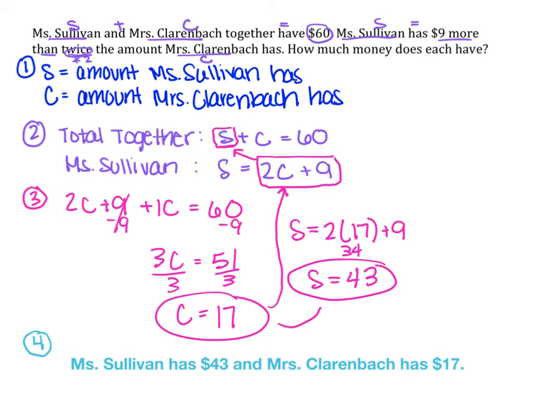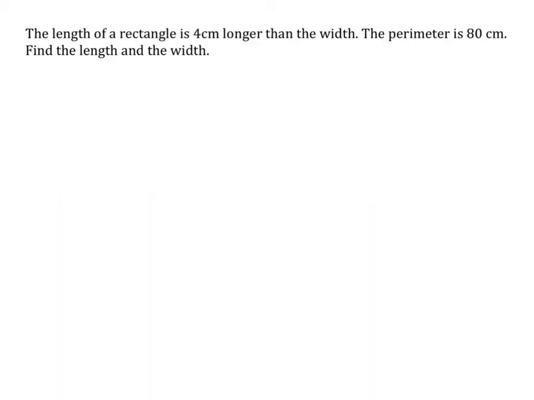So the last thing I want to look at is just steps 1 and 2 for one more problem. The toughest part is getting it set up. The length of a rectangle is 4 centimeters longer than the width. The perimeter is 80 centimeters. Find the length and the width. The length and the width are the dimensions of my rectangle. So defining my variables, the question was find the length and the width, so those must be the two things I don't know. I'm going to say let L equal the length and let W equal the width.